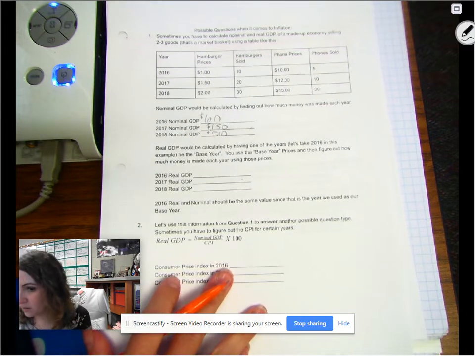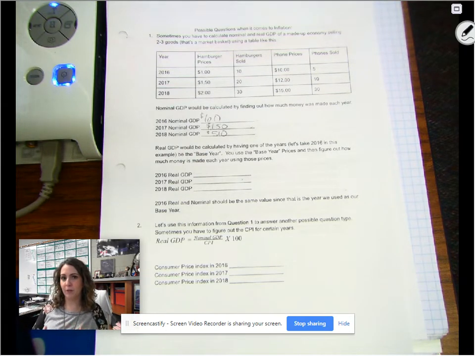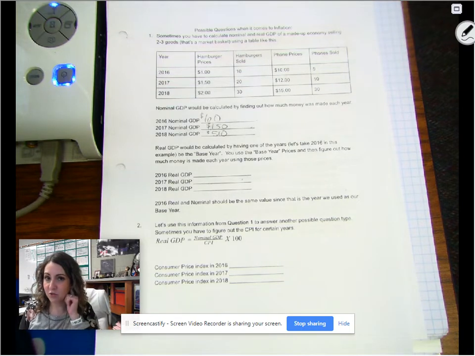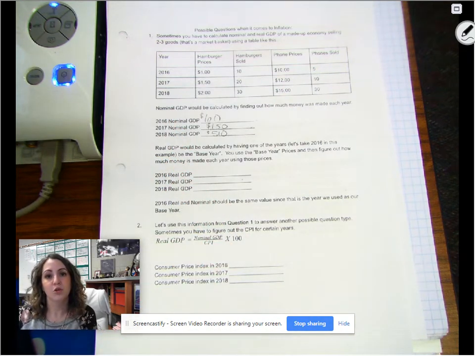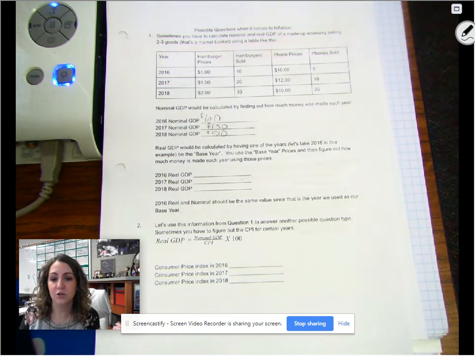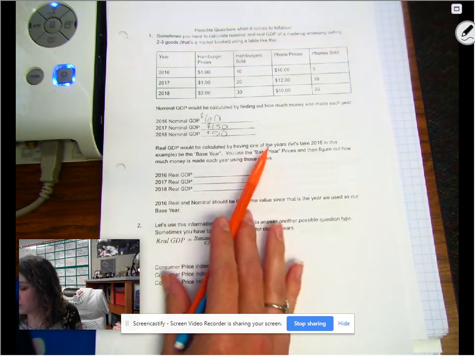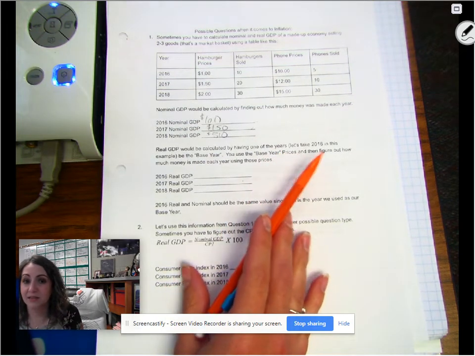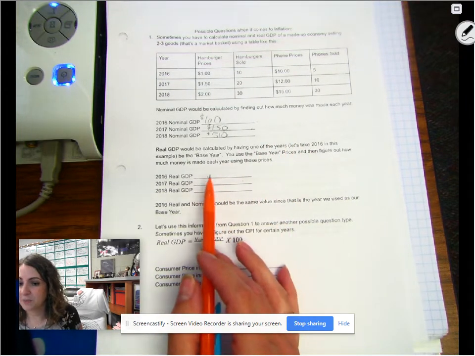So for real GDP, usually you'd be figuring out real GDP with either the CPI equation or something like that, but that's not given. So people are like, oh my gosh, what do I plug in? That's not given. So sometimes you have to work in a table format like this. You're told to use 2016 as a base year or use 2018 as a base year. In this problem, real GDP can be calculated by having one of those years. Let's take 2016 in this example. I could have picked any year, but I'm going to use 2016, and that's the base year.